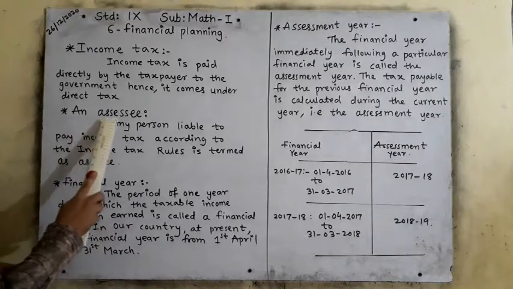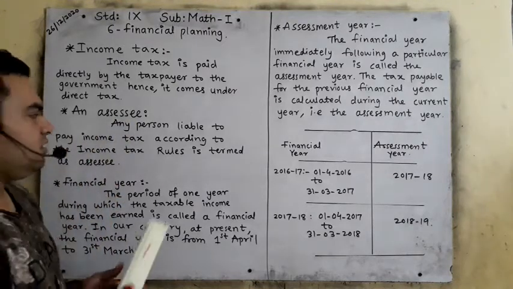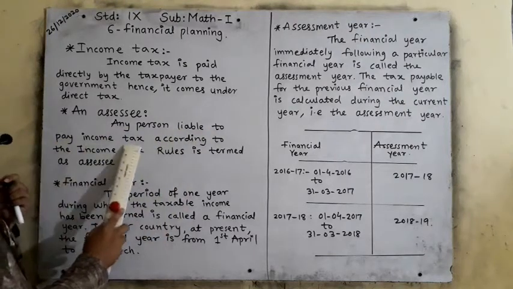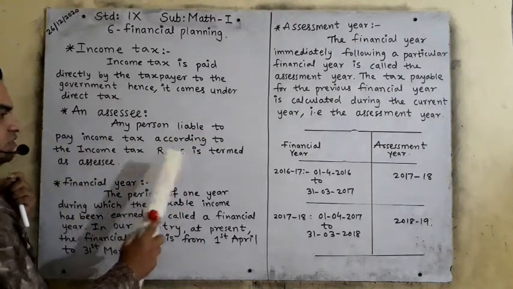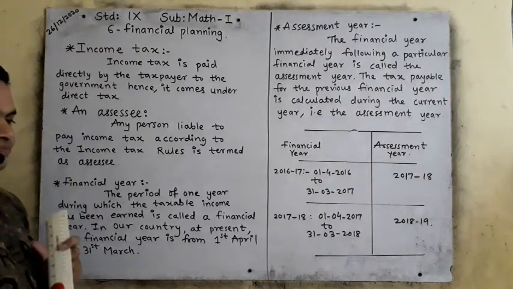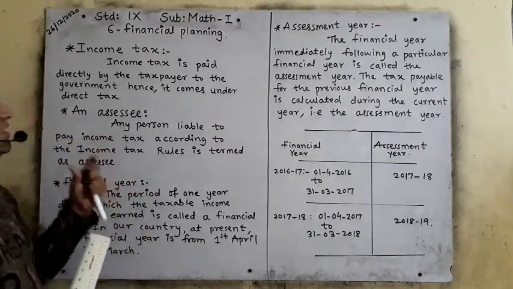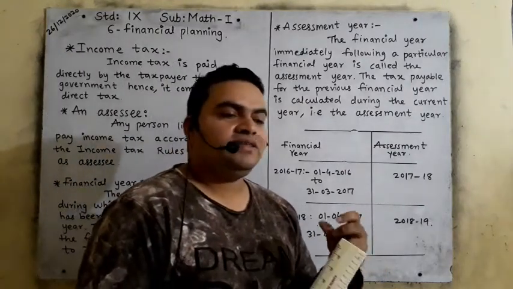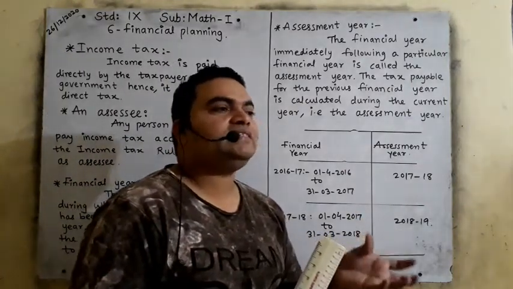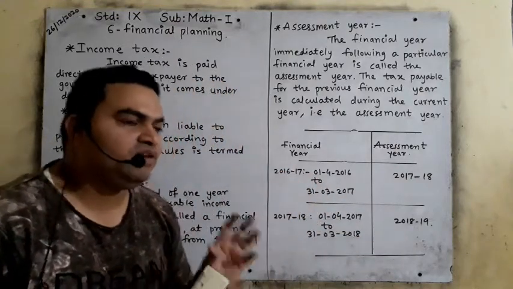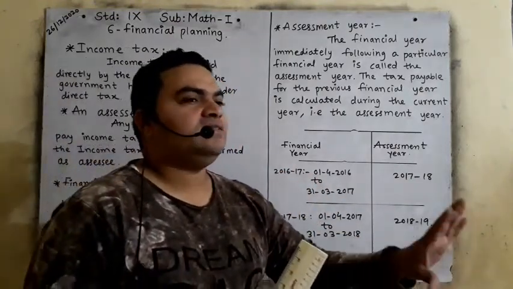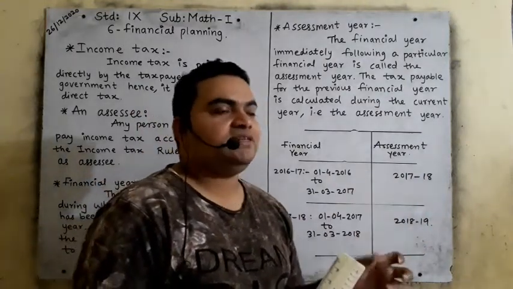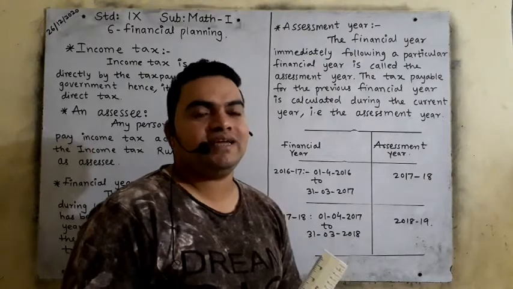Now see here, an Assessee. So what is an Assessee? Any person liable to pay income tax according to the income tax rules is termed as an Assessee. If a person is liable to pay income tax, the income tax department or rule will fix that this person is earning this much amount annually, so he or she has to pay the income tax. That person is known as an Assessee.